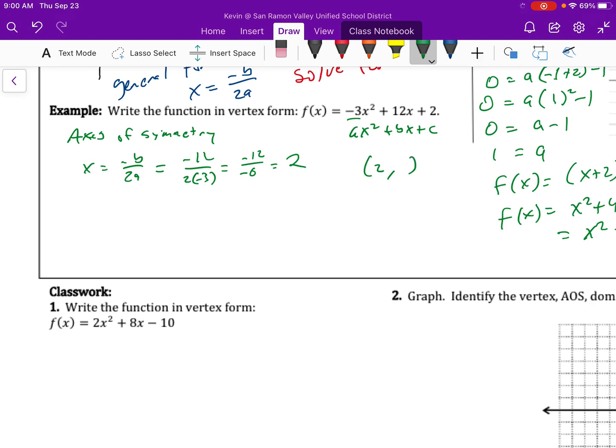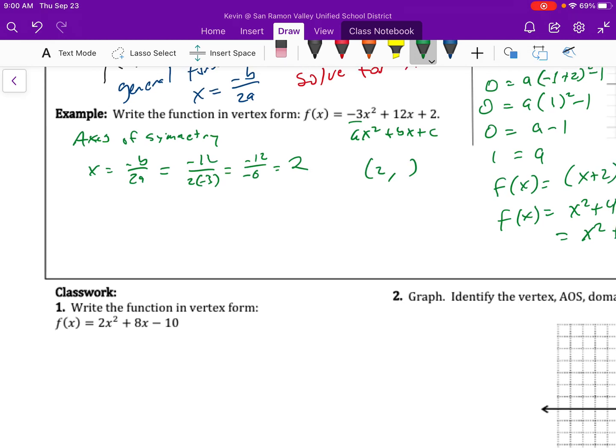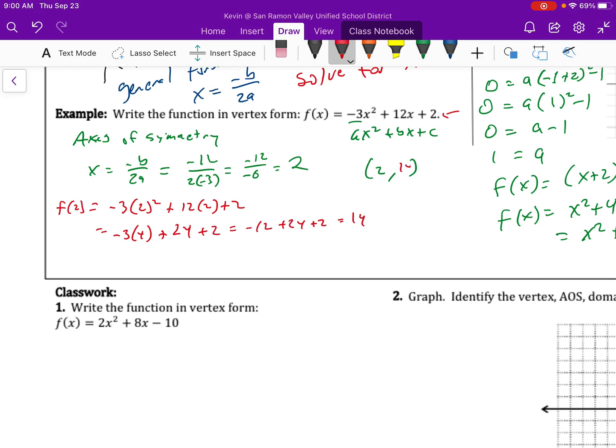Now we need to find the y value. To do that, we're going to take our original equation right here, and we're going to just plug in 2 for wherever we have x. So in other words, f of 2 equals negative 3 times 2 squared, plus 12 times 2 plus 2. Negative 3 times 4 plus 24 plus 2. Negative 12 plus 24 plus 2 is going to equal 14. So 14 is the y value of our vertex.